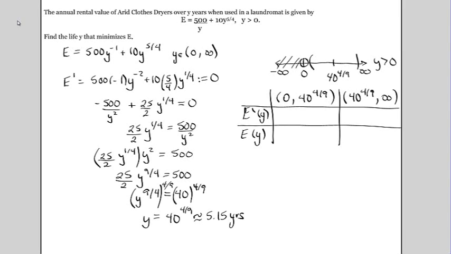Picking any number in the first interval and plugging it into the first derivative, E prime, we get a negative value, which means the graph is decreasing on that interval. In the next interval, the value is positive, which means we're increasing. So since we went from decreasing, then changed at 40 to the power of 4/9 to increasing, that means that this value is a relative min.